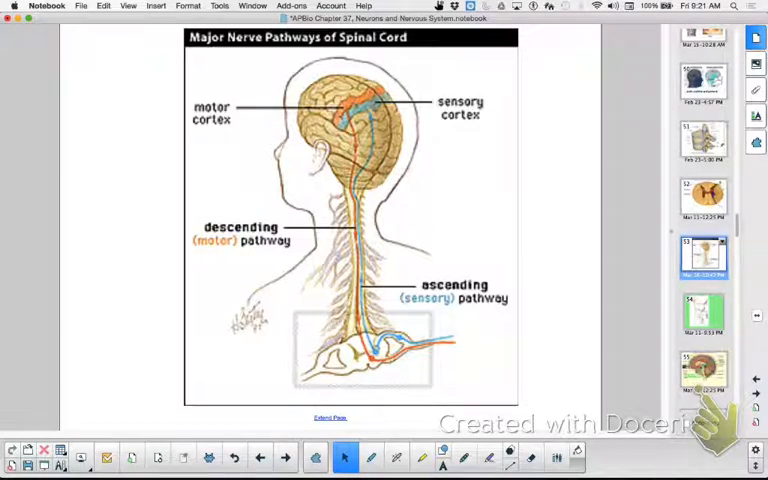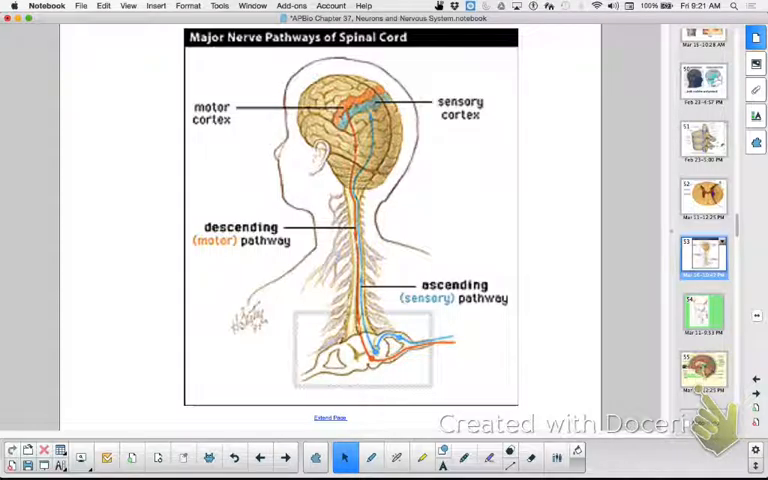Why do they call the sensory pathway the ascending pathway and the motor pathway the descending pathway? Discuss. You're bringing them back to your brain. You're bringing it to your limbs. You're moving.